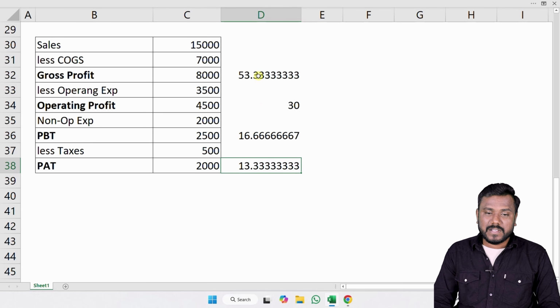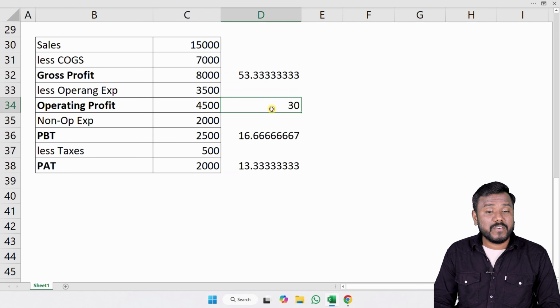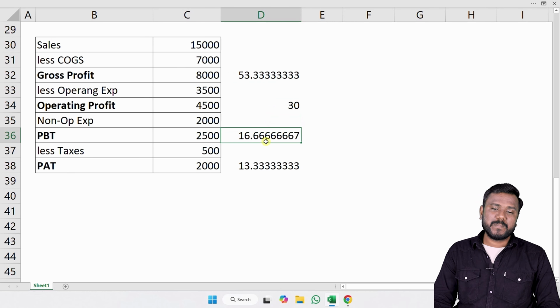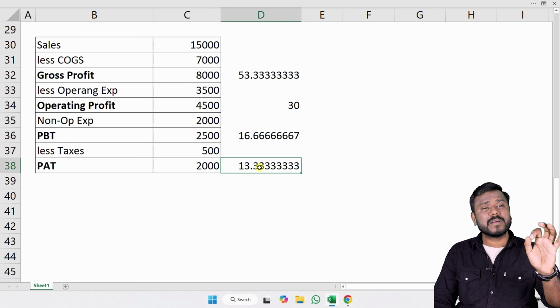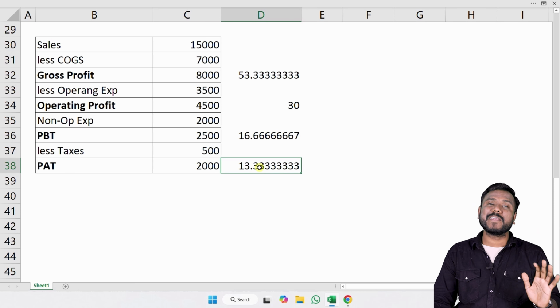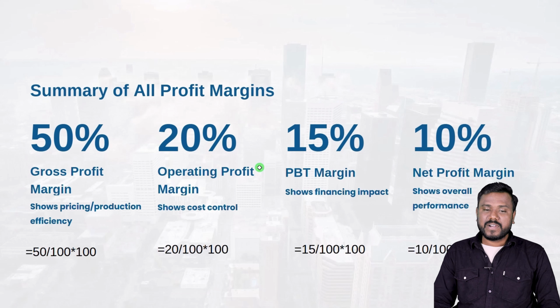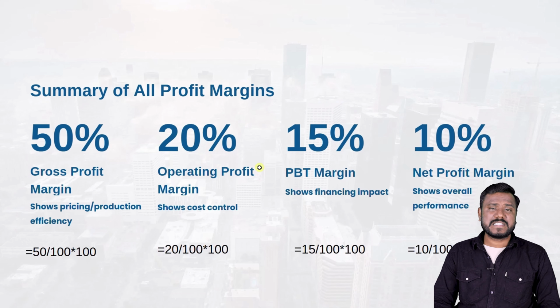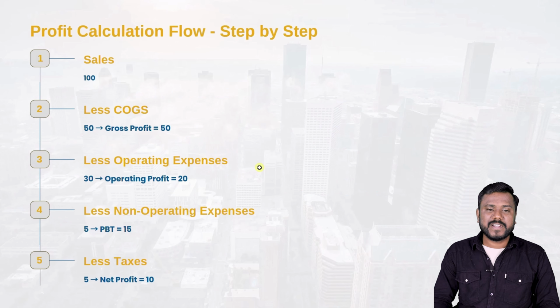What is my business gross profit margin percentage? 53. What is my operating profit percentage? 30. What is my profit before tax margin? 16. What is my net profit margin in my business? 13%. So these are the different types of margins. To understand your business performance at each stage, understanding profit margin is important, right? Thank you.